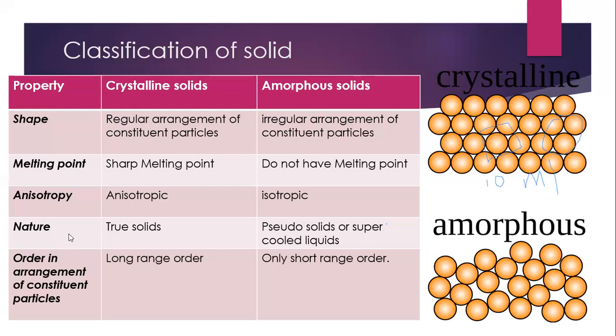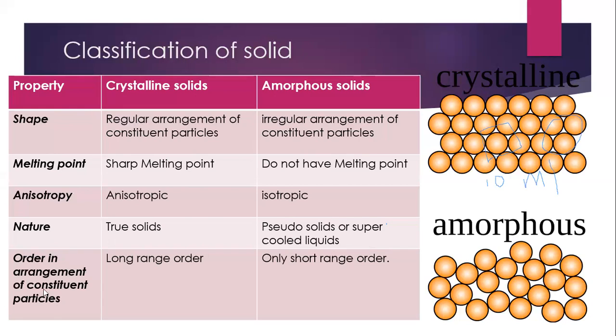All crystalline substances are called true solids. But if we talk about the amorphous, amorphous are called pseudo solids or super cooled liquids. For example, the best example is wax. Wax is a super cooled liquid, or rubber or glass.